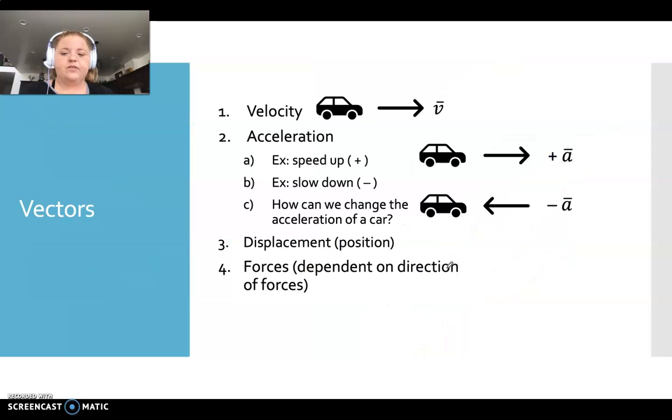Okay, so again, talking about vectors, we'll see it in velocity, acceleration, displacement, and different forces. So if I'm driving a car and I have a positive velocity, we know which direction our car is traveling. Now, if we have an acceleration and we have a positive or negative, it'll tell us whether the vehicle is speeding up or slowing down.